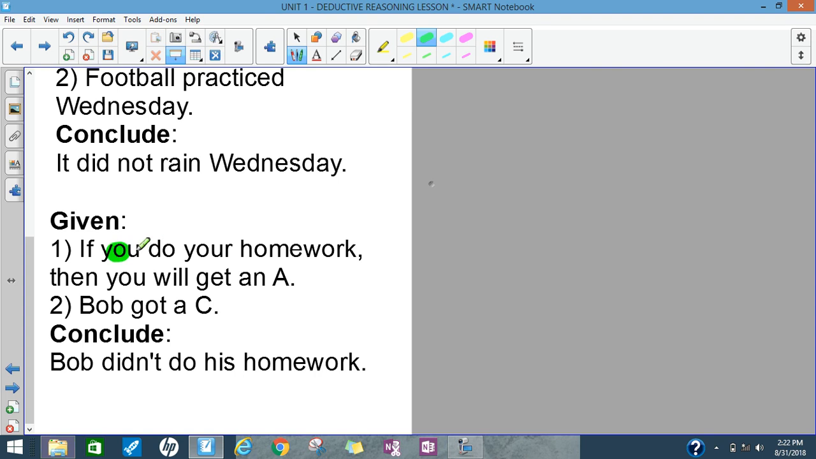Back to Bob doing his homework. You do your homework is P. You get an A is Q. So we have Bob getting a C. That's an example of not getting an A. So it's the opposite meaning. Q was you get an A. This says Bob gets a C. That's not getting an A. And so we can conclude not P, or that Bob did not do his homework.